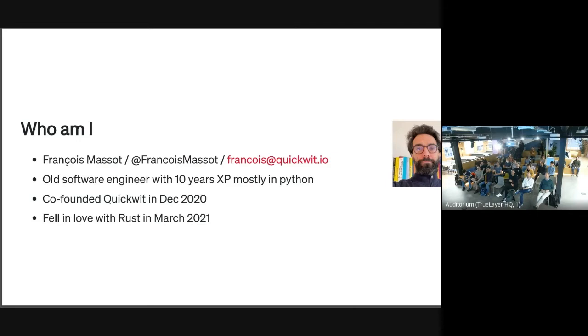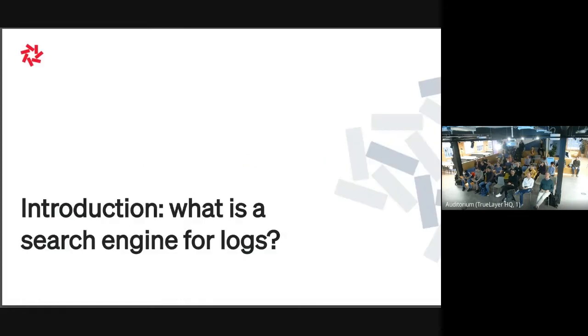So I'm Francois. I'm a node engineer with 10 years of experience, mostly in Python. It was a great time, but then I co-founded Quickwit, and 3 months later I fell in love with Rust. Now when I push something into production, I'm not scared. So that's a really nice feeling. So let's go back to the presentation.